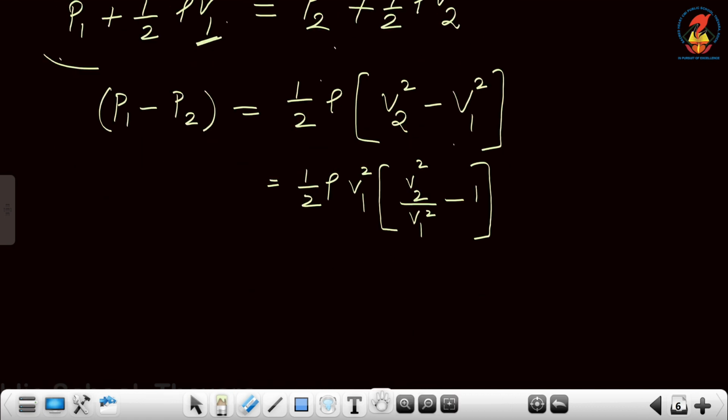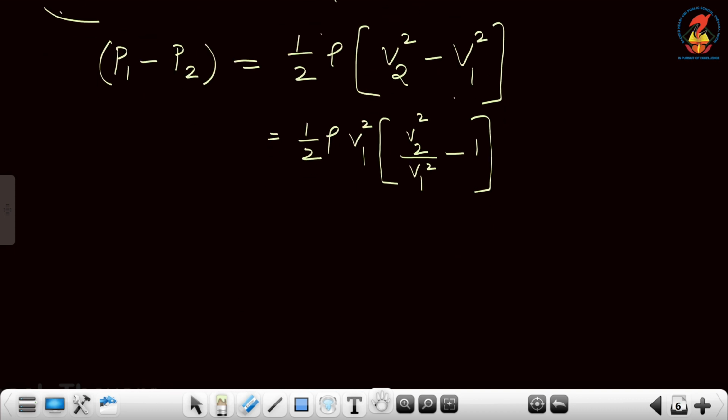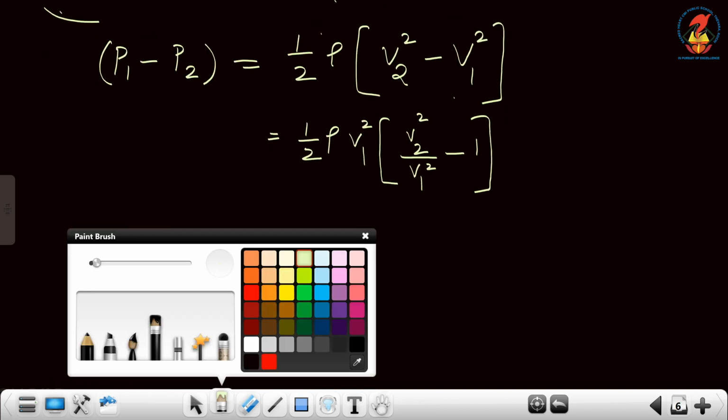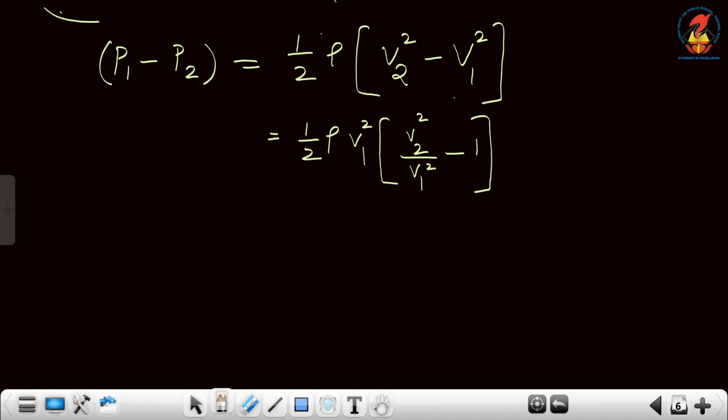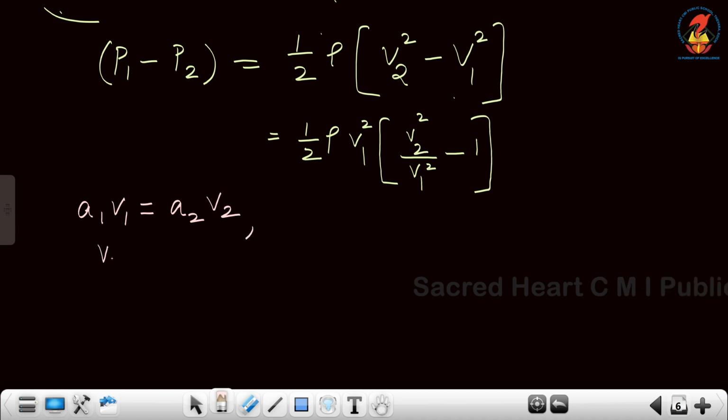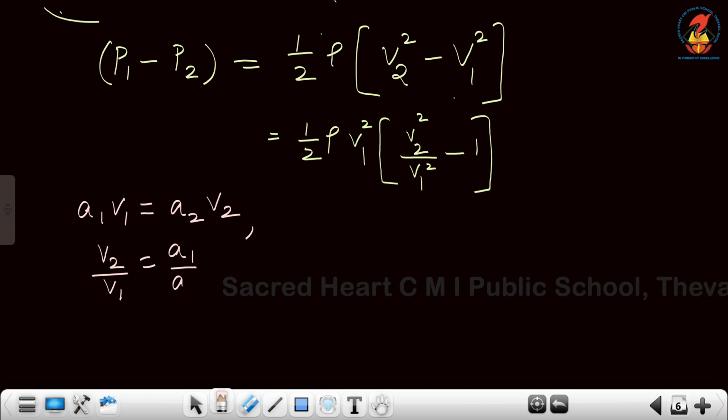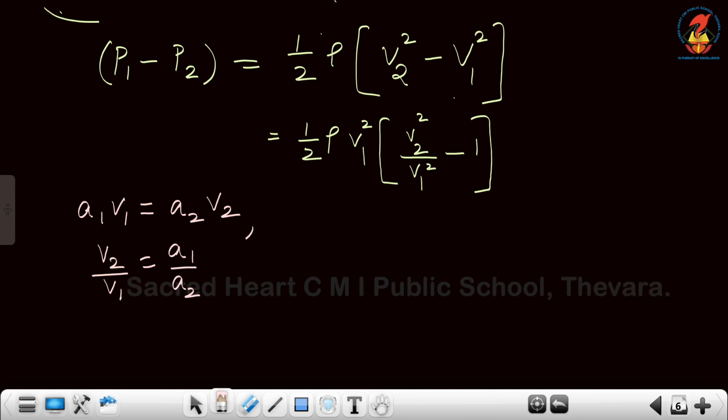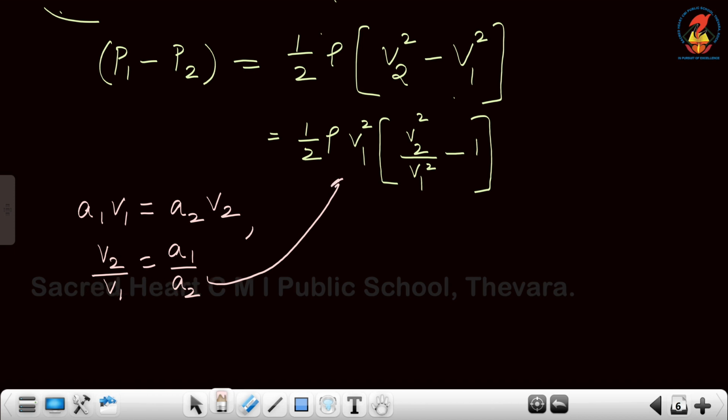Here I am going to apply the equation of continuity to find V2 and V1, because two unknown terms won't solve our problem. Our aim is to find V1, so I am going to use the equation of continuity: A1 V1 is equal to A2 V2. We write V2 by V1 as A1 by A2, and A1 and A2 are known terms. So I am going to apply this value in the equation.